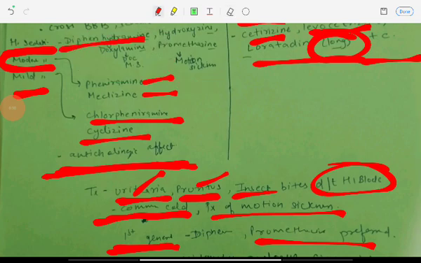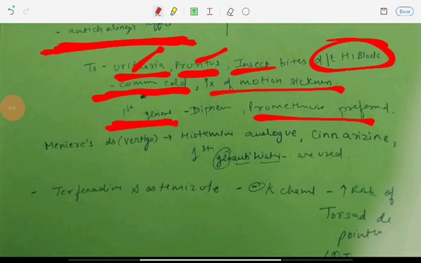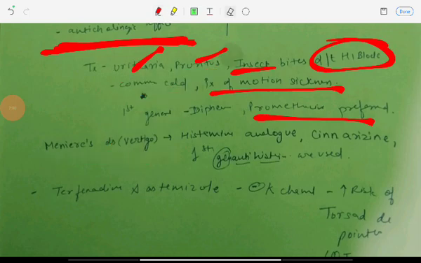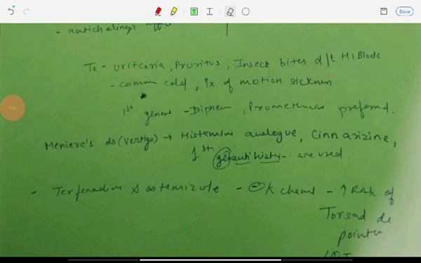Diphenhydramine and another one, promethazine, are preferred. Another one is Meniere's disease. See, Meniere's disease is a vertigo. What exactly is Meniere's disease?